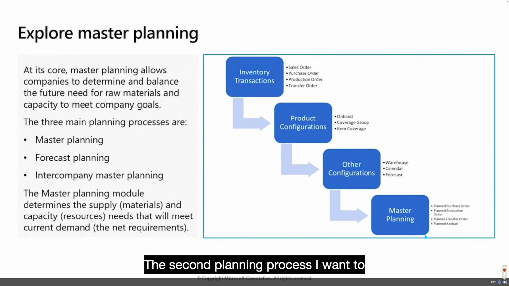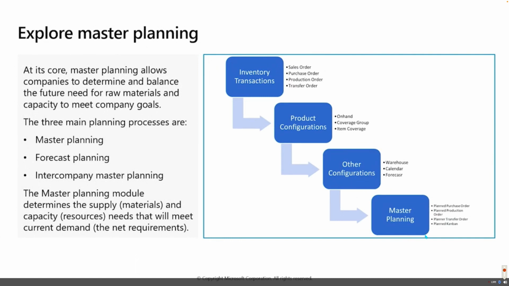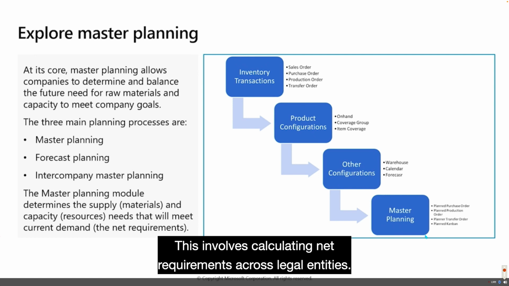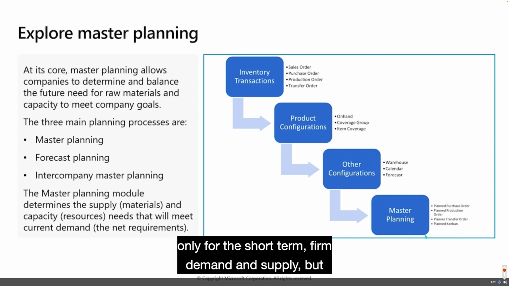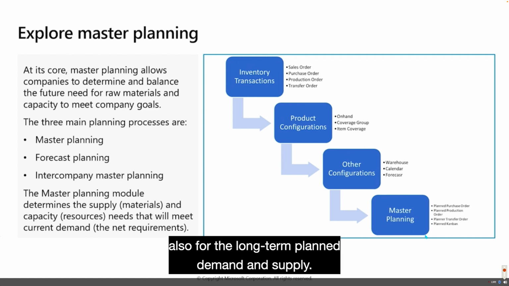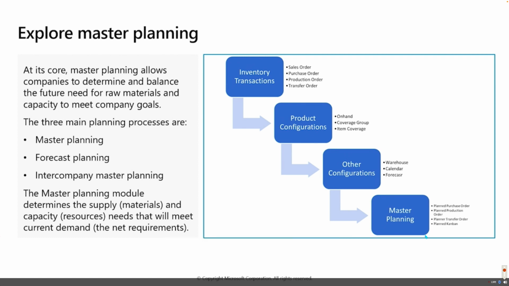The second planning process I want to discuss is intercompany master planning. This involves calculating net requirements across legal entities. It connects demand and supply between companies, not only for the short-term firm demand and supply, but also for the long-term planned demand and supply.